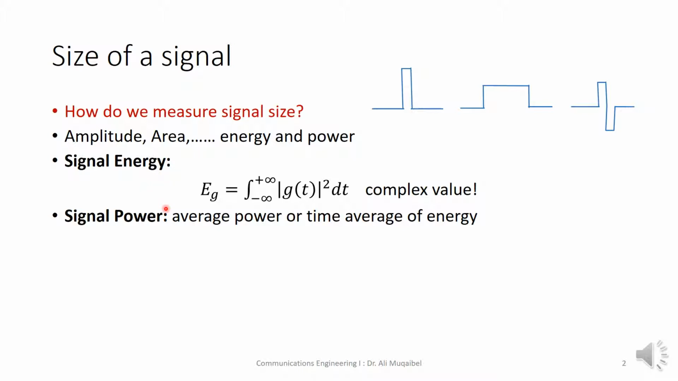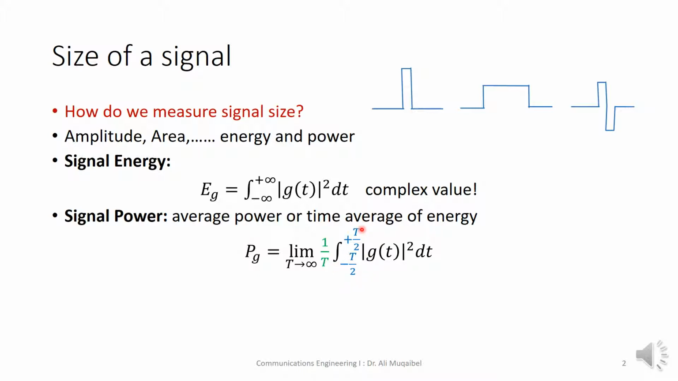Now, the signal power. It's very important to distinguish the energy from power. We can think of the power as the rate of use of energy. So we can formally say the average power is the time average of energy. When you look at the mathematical representation, you have a very similar definition to the energy, but then you have to divide by time. So you cover a certain period, how much energy in a given period, divide by time.